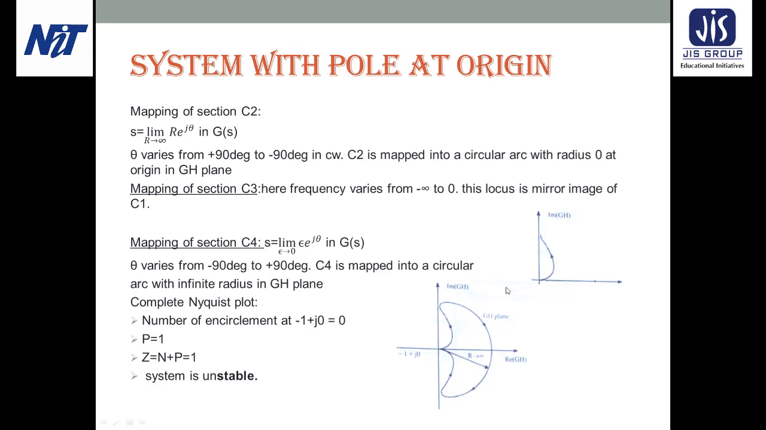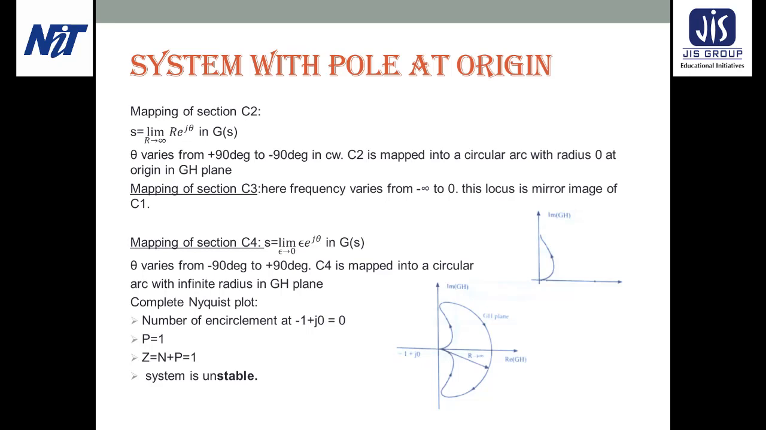And this is the complete Nyquist plot, where this one is the mapping for section 1. Section 2 has been mapped into the origin, this one is section 3, that is the mirror image of section 1, and finally this one is the section 4 mapping. So here also there is no encirclement of the -1 plus j0 point. So the number of encirclements N is equal to 0.